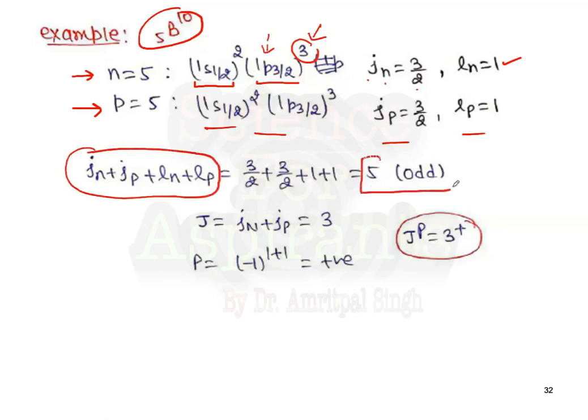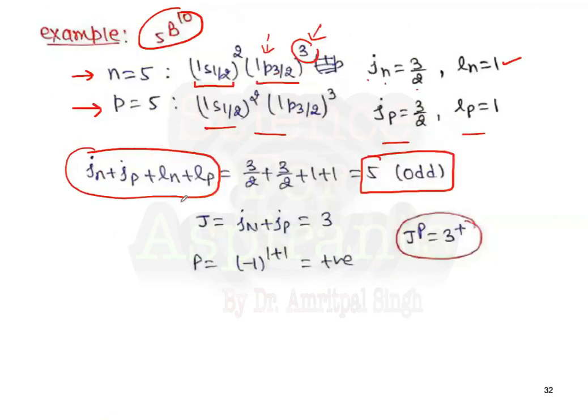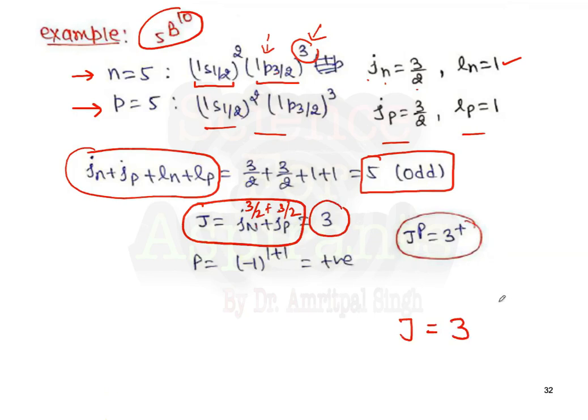So 5 is an odd number, and according to our rule, if it is an odd value, then we have to consider the total angular momentum, which is equal to Jp plus Jn. So then we will use this formula. Jn is 3/2 plus Jp is 3/2. So when we add up, our total J value is coming out to be 3.